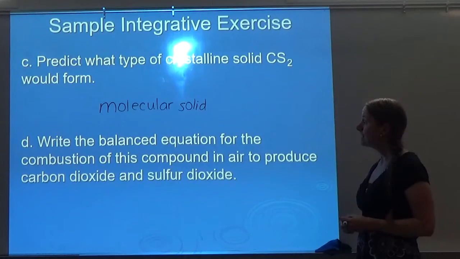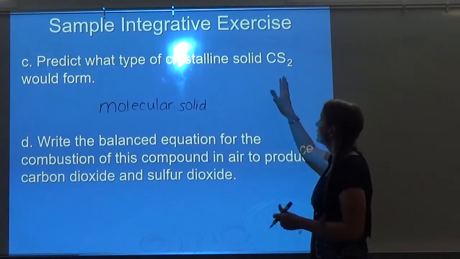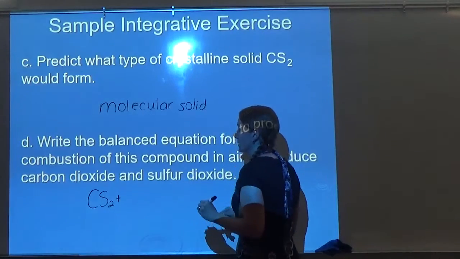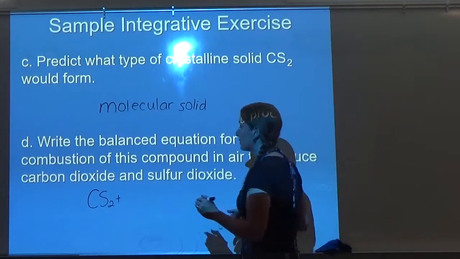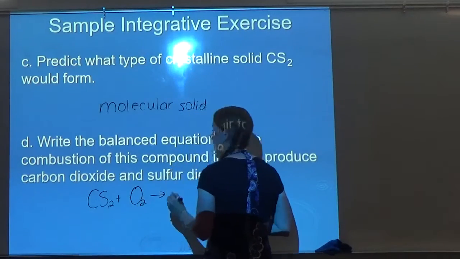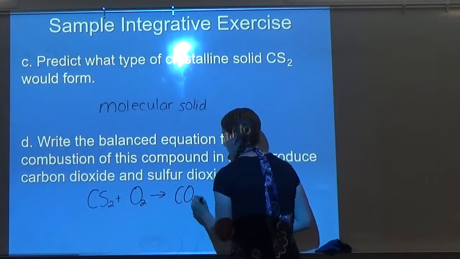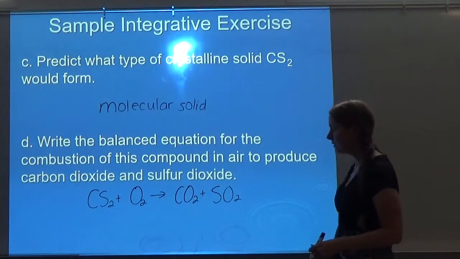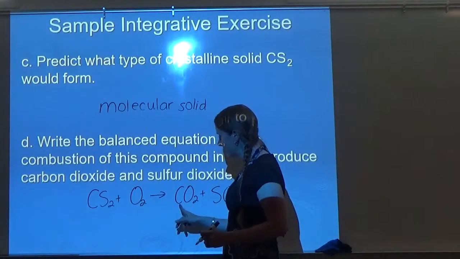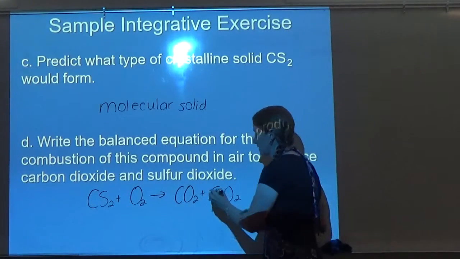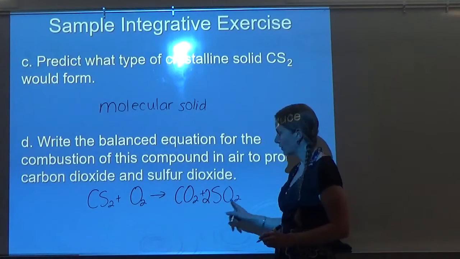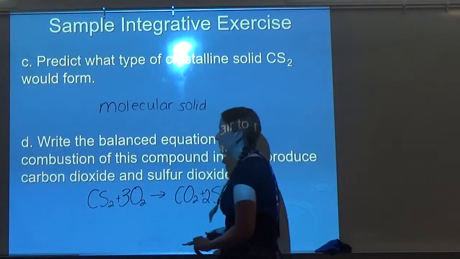Part D says, write the balanced equation for the combustion of this compound in air to produce carbon dioxide and sulfur dioxide. So I start with my CS2. Remember, combustion is when something burns in the presence of oxygen. So even though it says air, we know it's going to react with the oxygen, which is O2. And then it tells me the products, carbon dioxide, CO2, and sulfur dioxide, SO2. And then we've got to balance it because it says write the balanced equation. So I have 1 C, 2 S's, and 1 S, so I put a 2 here. 2 oxygens, and then here I have 2 and 4, which is 6. So 3 times 2 gives me 6.